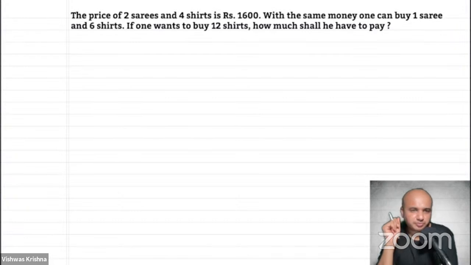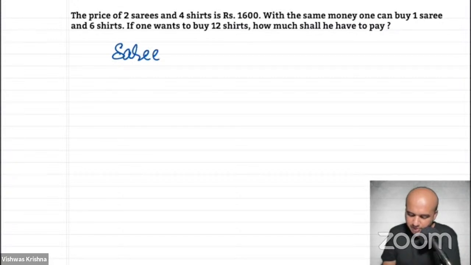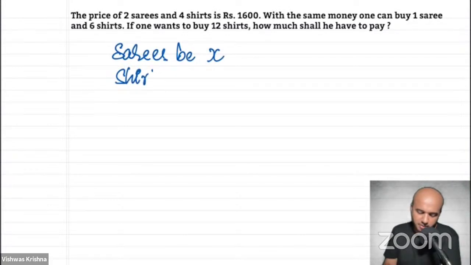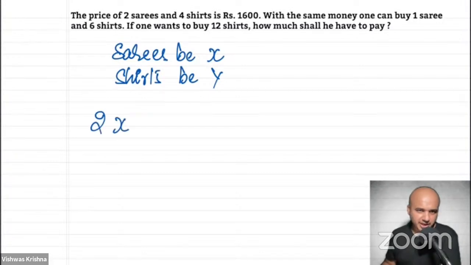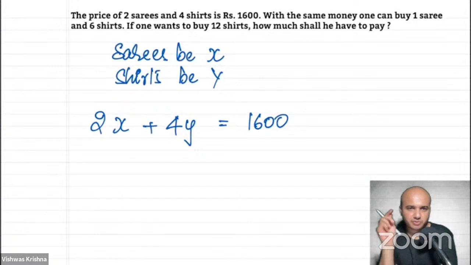Okay. We'll have to write down the equations here. Let sarees be X and shirts be Y. Now we know 2 into X, 2 sarees, plus 4 shirts, that is 4 into Y, will cost 1,600. That is one equation. We have converted the first sentence of the problem into an equation.